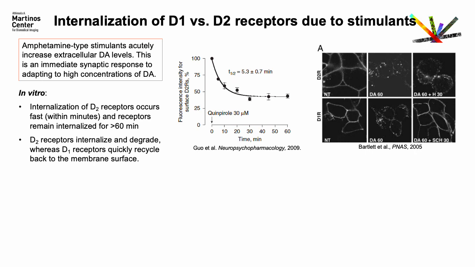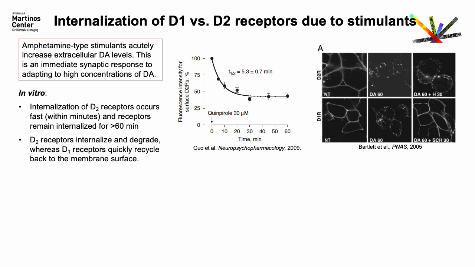We were really interested in understanding the dynamics of internalization of varying types of dopamine receptors, in our case D1 and D2 receptors. It is known that amphetamine-type stimulants acutely increase extracellular dopamine levels, and that induces internalization. In vitro evidence shows that D2 receptor internalization occurs very fast, within minutes, and that they stay internalized for a very long time, more than an hour and up to 24 hours, really.